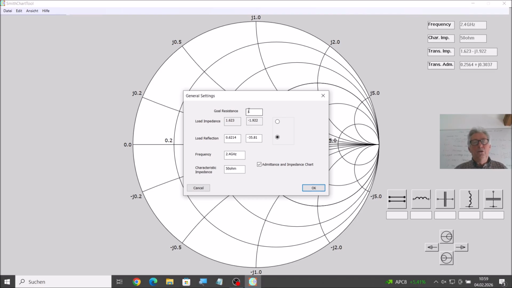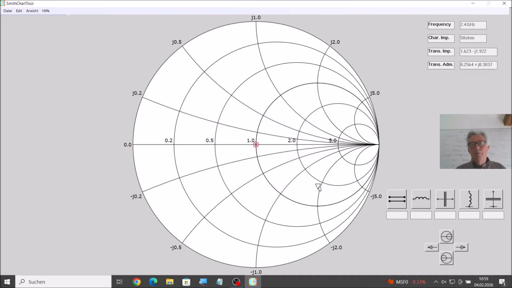We now go to the general settings here, and I already included here our reflection coefficient of the load. It's 0.6214, and here we have the angle, and here we have the frequency where we operate, and the characteristic impedance of 50 ohm, and the goal resistance is 1. So we somehow must transform now our reflection coefficient of the output into this point.